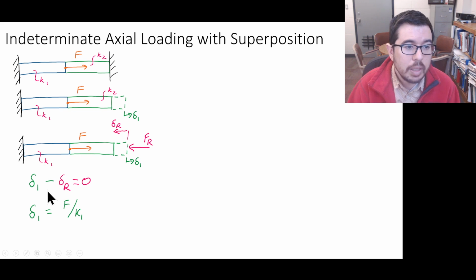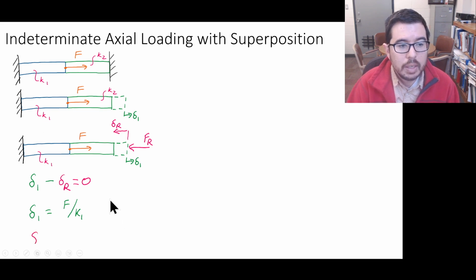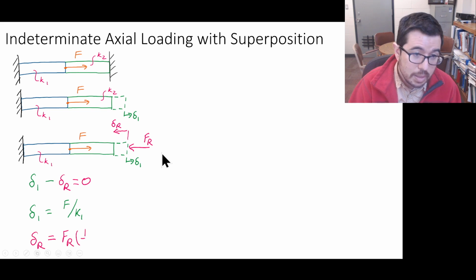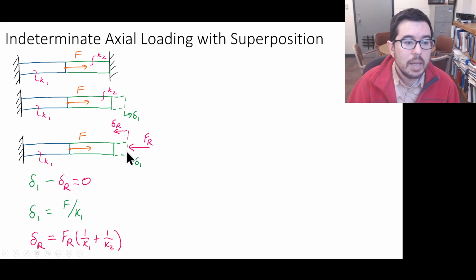And then we can start to think about, okay, what is delta 1? What is delta R? Delta 1, we discussed a second ago, is just F over K1. Delta R is going to be this restoring force times the spring constant associated with these two members in series with each other. So now I can calculate out delta R.